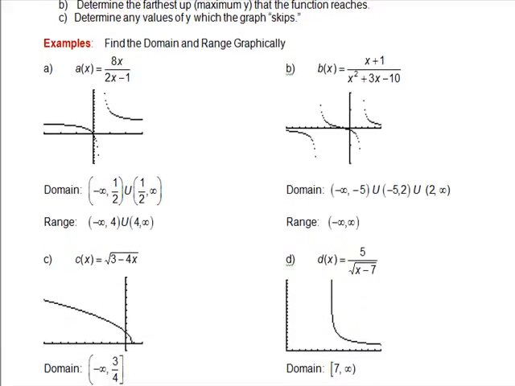So first of all, letter A. I want to find the domain and range graphically, and my function is the quantity 8x divided by the quantity 2x minus 1. So I went on my calculator and I graphed this particular function. Don't forget that when you put this in your calculator, you need to put 8x in the numerator in a set of parentheses, and the 2x minus 1 in the denominator in a set of parentheses.